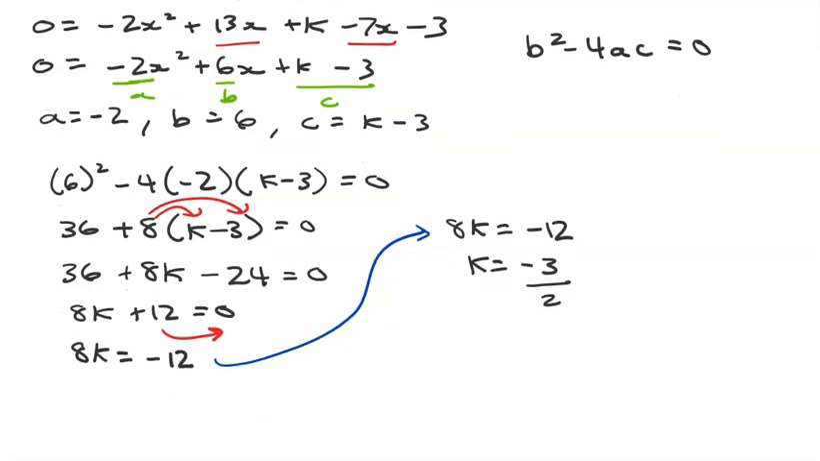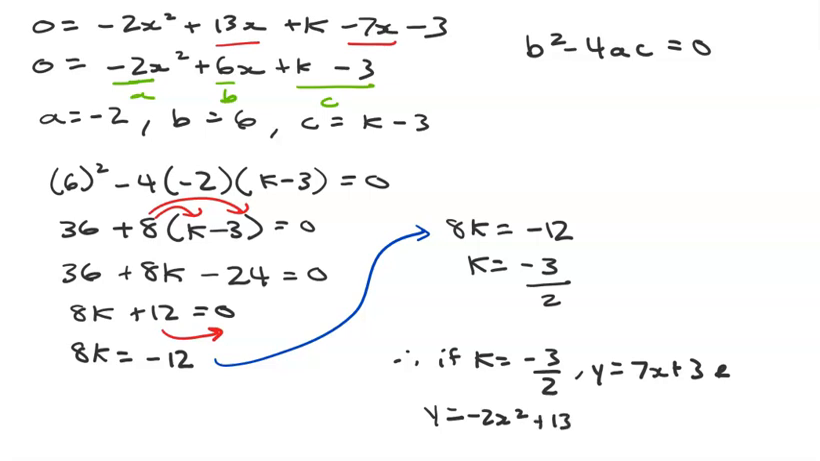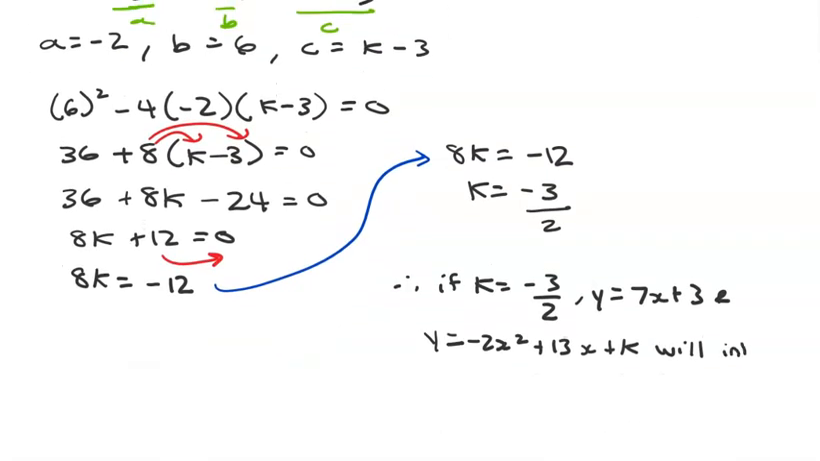So we would write a little concluding statement, say therefore, if k equals negative 3 over 2, y equals 7x plus 3, and y equals negative 2x squared plus 13x plus k will intersect at only one point. Yeah, so that's how we would solve this problem.